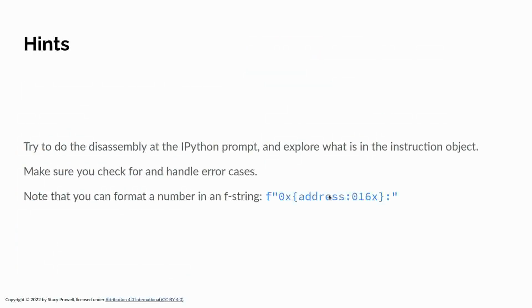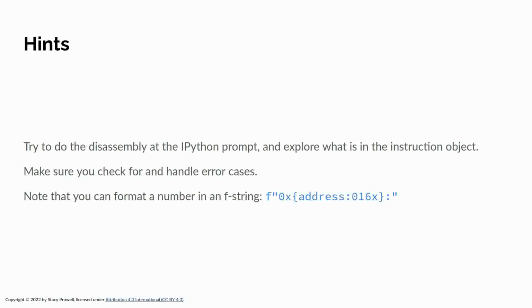Some hints. You might want to just work through the disassembly at the IPython prompt because you have some pretty handy tools. You have tab completion, you can do help on things, and you can figure out what's where as you walk through it. You want to check for and handle error cases.